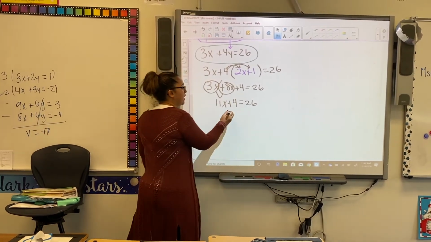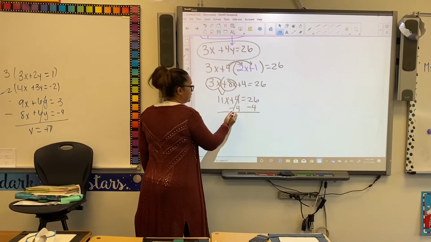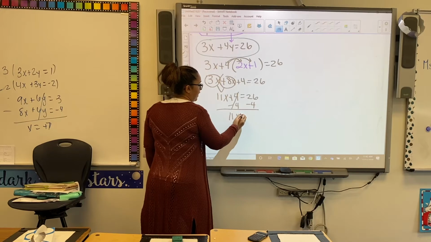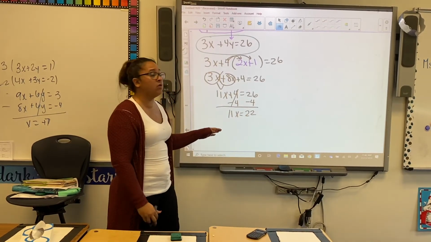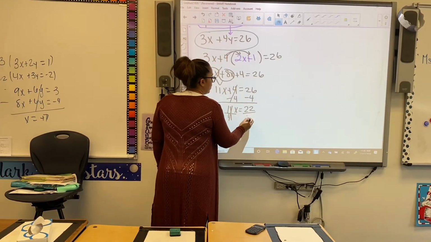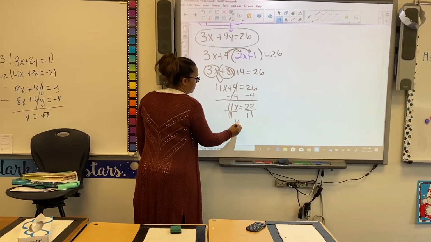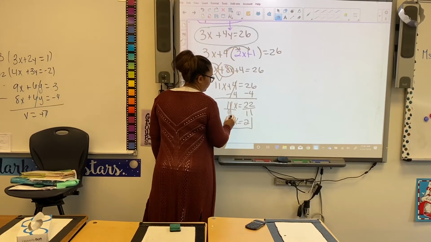What do we need to do now? Subtract the 4 using inverse operations. Cancels out. 11x equals 22. We want to get the x alone, so we're going to divide by 11. So that can cancel. What we do to one side of the equal sign, we do to the other. 22 divided by 11 is 2.